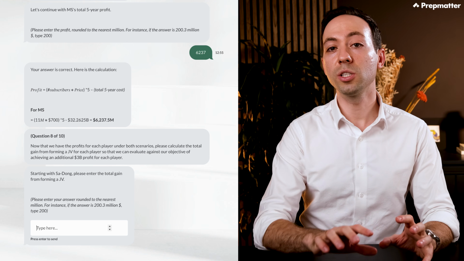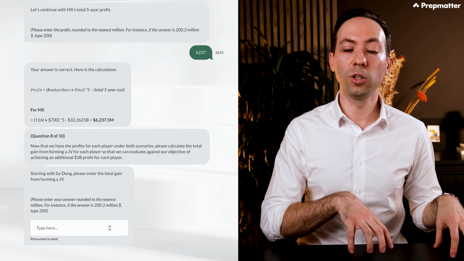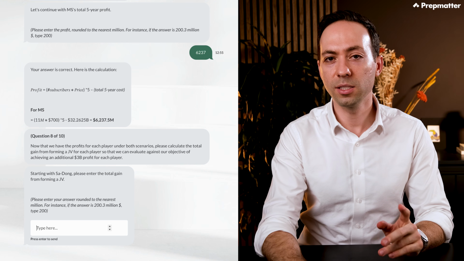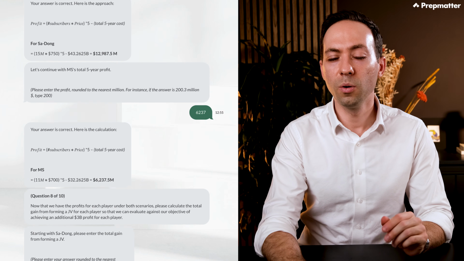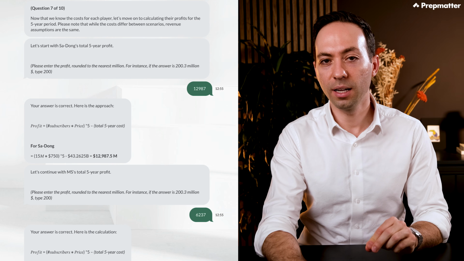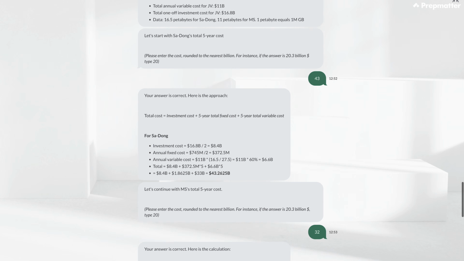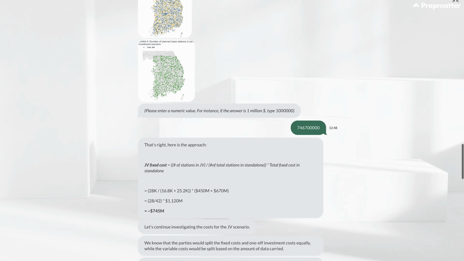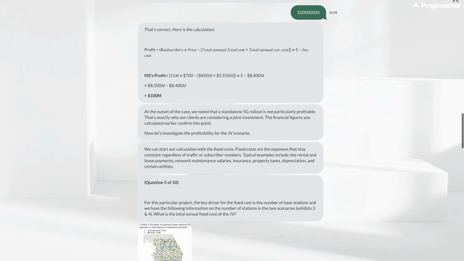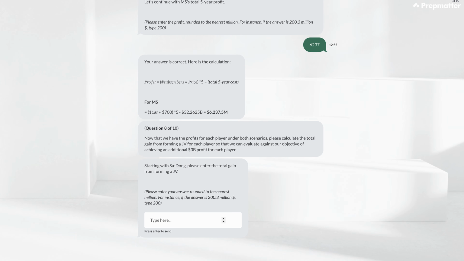In this case, we'll just compare Sadong's 5-year profits in the joint investment scenario with the standalone scenario. In the joint investment scenario, we just calculated it. Let's go over. It was $12.9875 billion. Let's scroll up to remind ourselves of Sadong's standalone scenario profit as well. Okay, it was minus $100 million. So the net gain is $12.9875 billion plus $100 million.